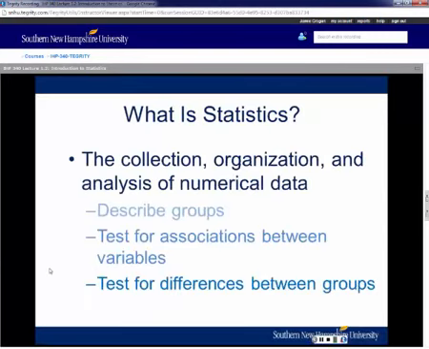What is statistics? Well, statistics is the collection, organization, and analysis of numerical data. We use statistics for many reasons. Among those, we describe groups. We can measure and quantify associations between variables. And we can determine if groups are different from one another. We often use this when we do experimental research, which we'll talk about later in this course.